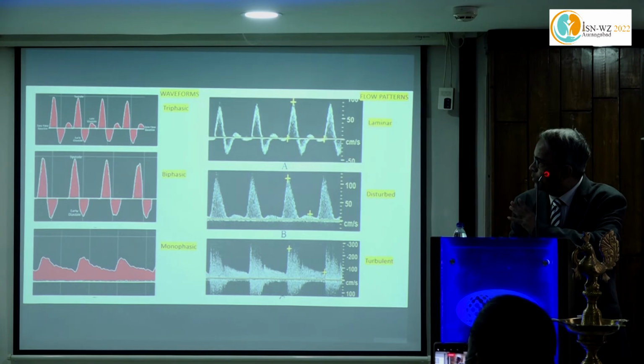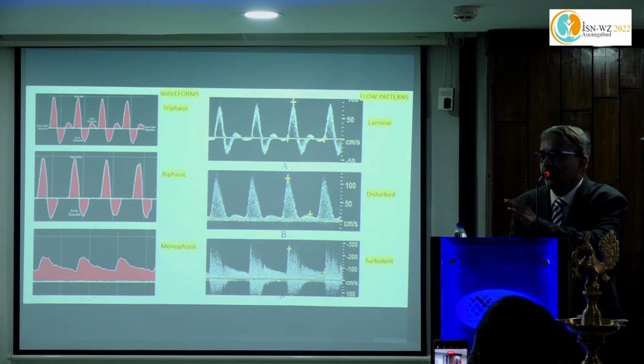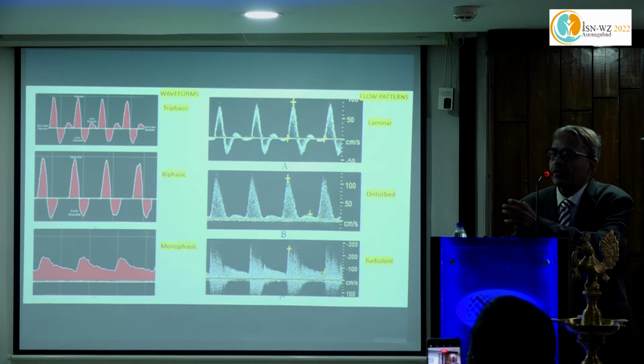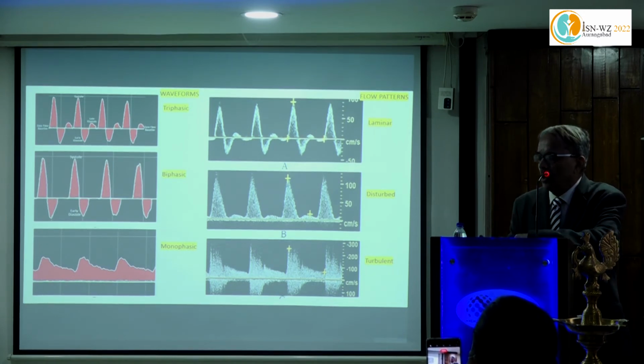In spectral Doppler, you have three types of waveforms: triphasic, biphasic, and monophasic. These are essential to record because a triphasic arterial waveform indicates laminar flow in the arterial circulation, and disturbed or turbulent flow is indicated by monophasic or biphasic waveforms on the spectral color Doppler.